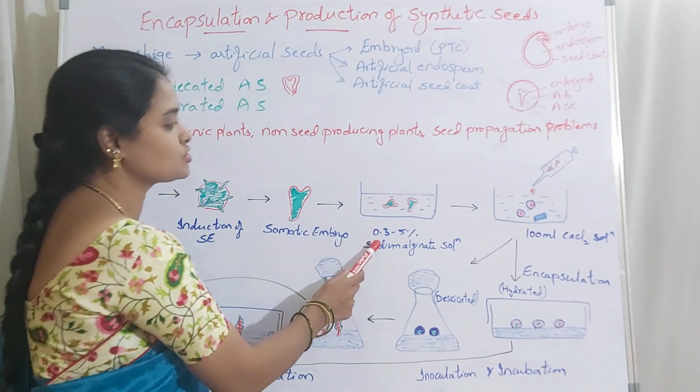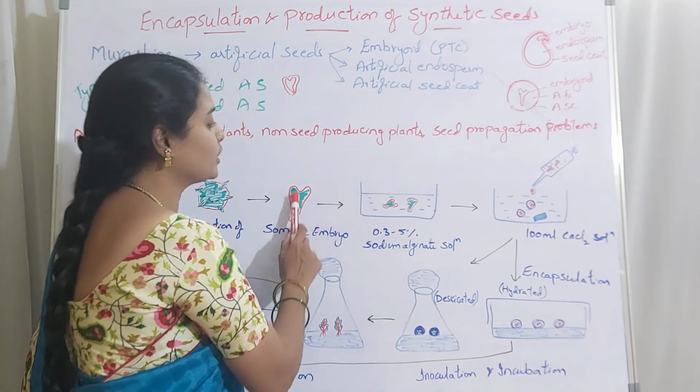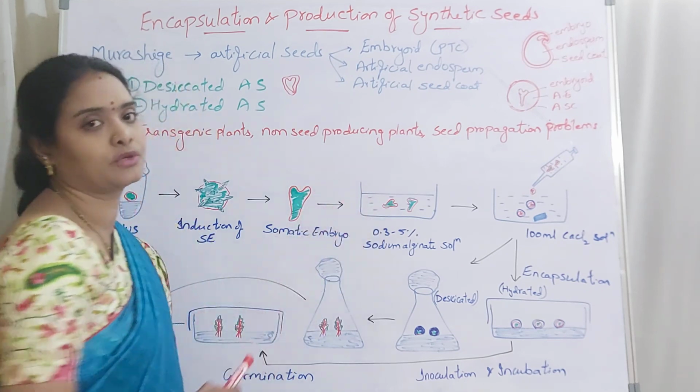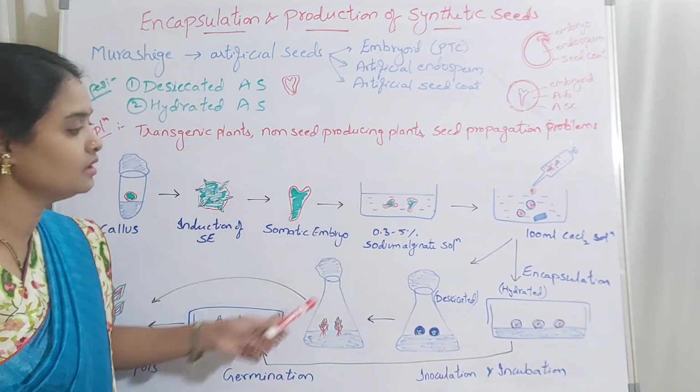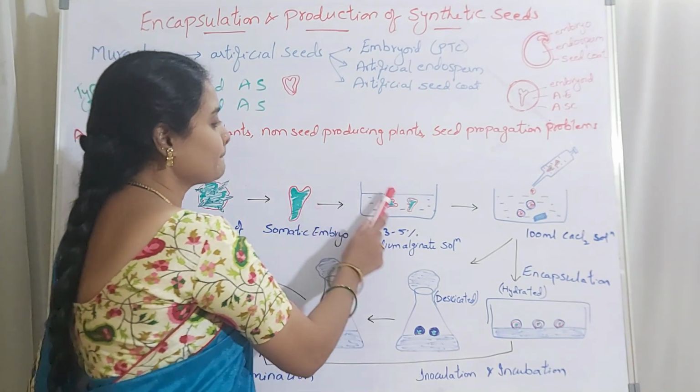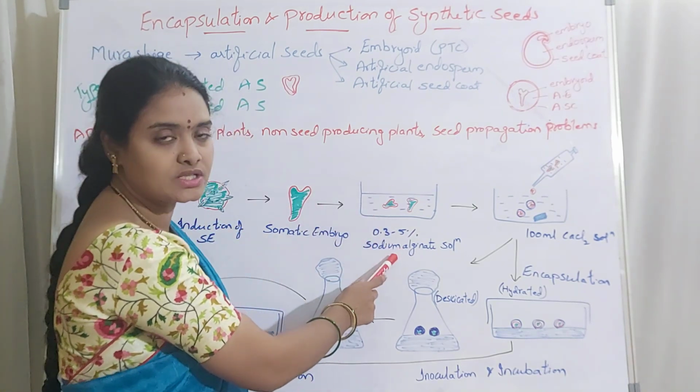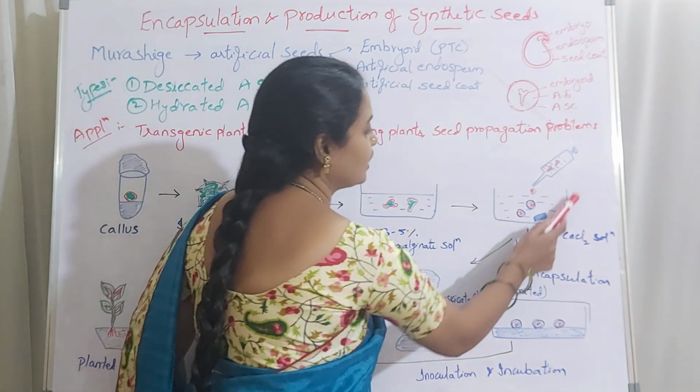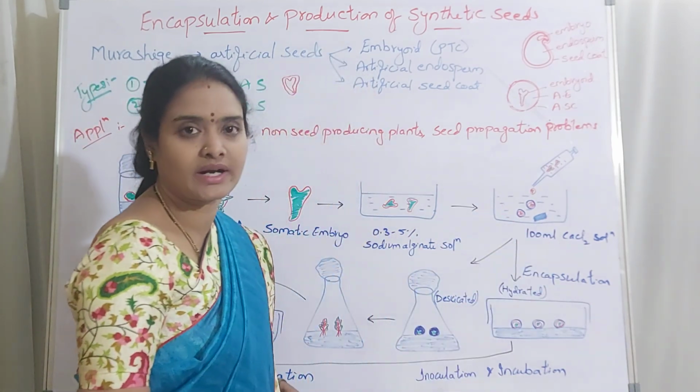So, that solution you are going to prepare and you are going to drop all the somatic embryos. Everything must be done in laminar airflow under sterilized conditions. Right? So, now you are dropping them in sodium alginate solution. Then make 100 ml of calcium chloride solution.